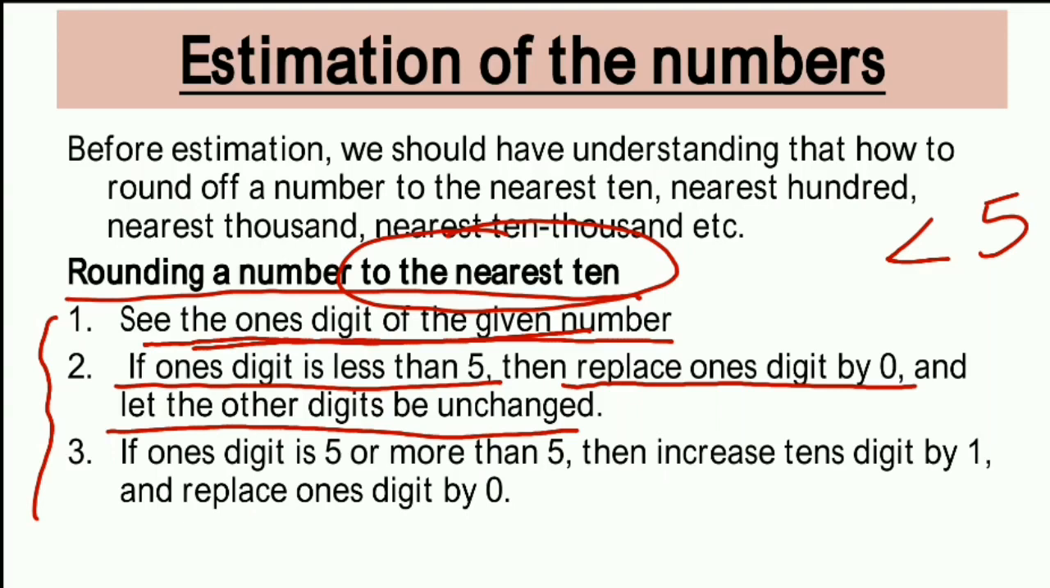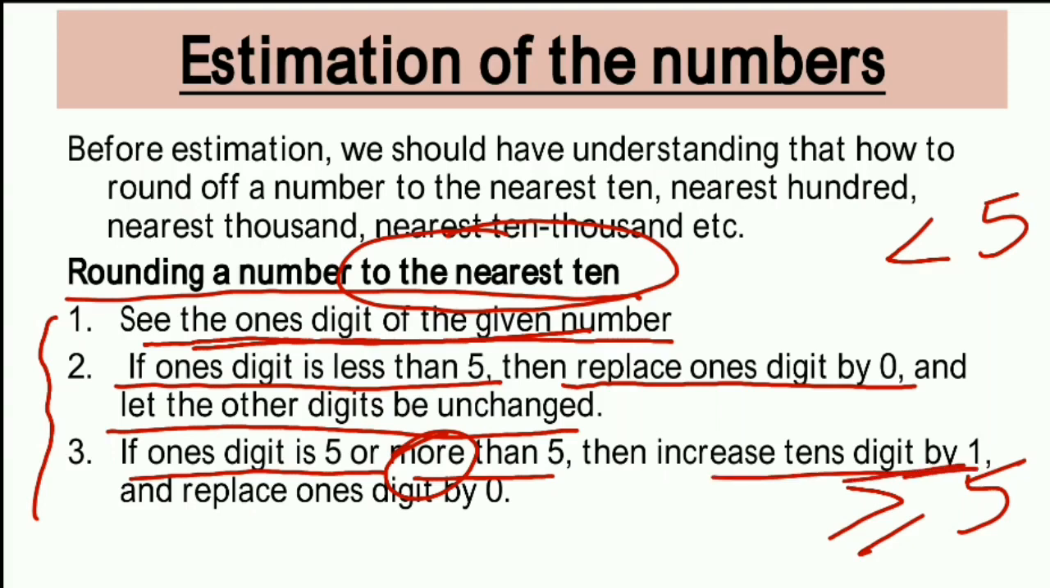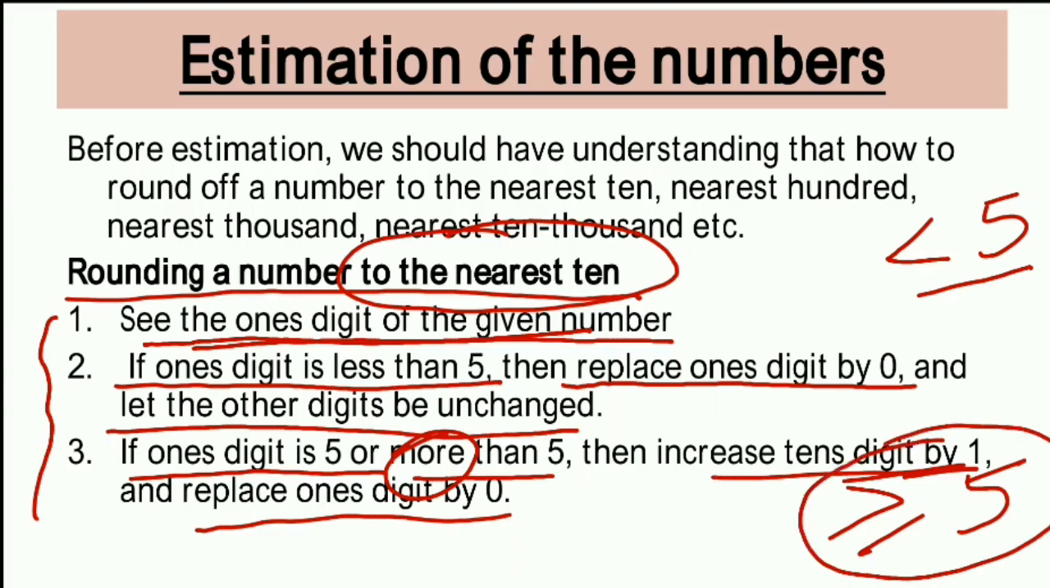Okay, if the ones digit is greater than or equal to 5, then the tens digit will be increased by 1. It means 1 will be added to the tens digit, and the ones digit will be replaced by 0. Try to understand: if the ones digit is less than 5, then nothing will be added to the tens digit. If the ones digit is greater than or equal to 5, then 1 will be added to the tens digit. Let me make you understand by taking an example.